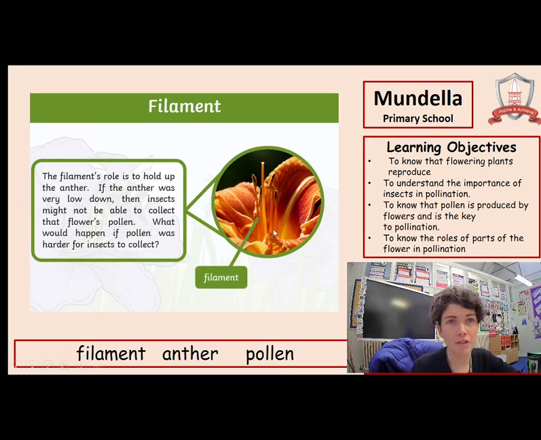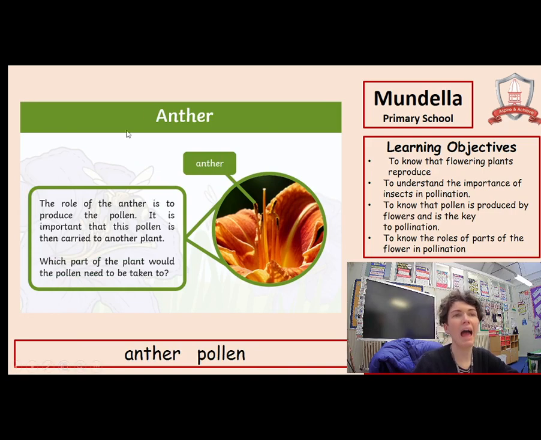We have the filament, which is further down here. It's the filament's role to hold up the anther. If the anther was very low down, then insects might not be able to collect that flower's pollen. Okay, so the filament holds up the anther. That anther produces the pollen. It is important that the pollen is then carried to another plant.